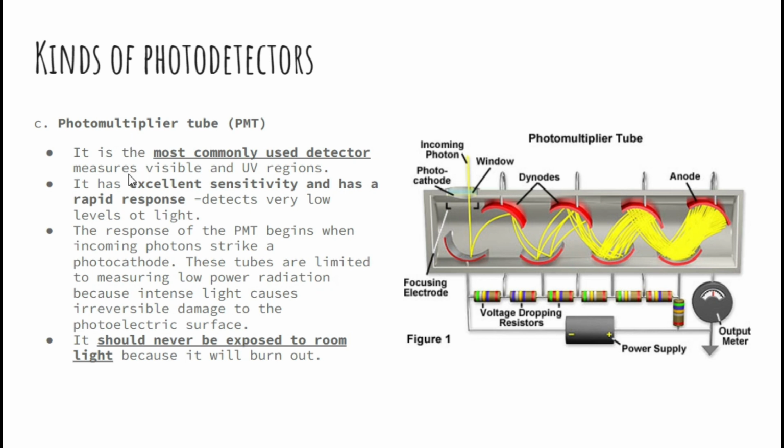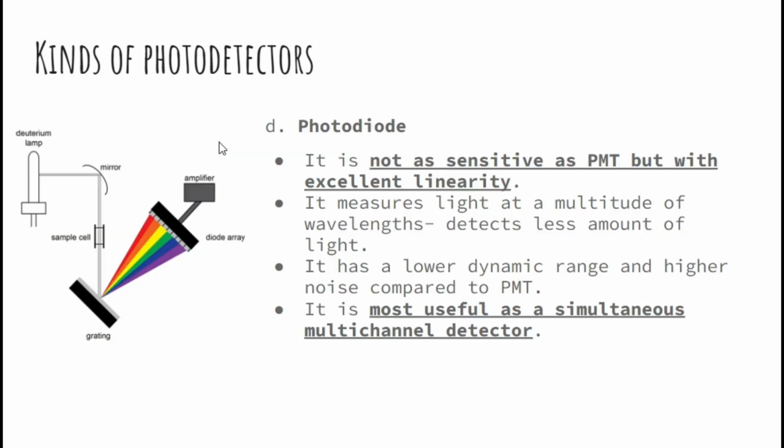It measures visible and UV regions as well and has an excellent sensitivity and a rapid response, able to detect even very low levels of light. The response of the PMT begins when an incoming photon strikes a photocathode. These tubes are limited to measuring low power radiation because intense light causes irreversible damage to the photoelectric surface. It should never also be exposed to room light because it will burn out. So again, that's the most commonly used photodetector, which is your PMT or the photomultiplier tube.